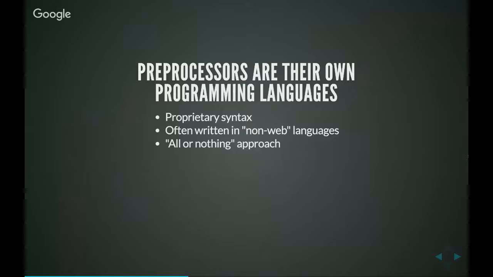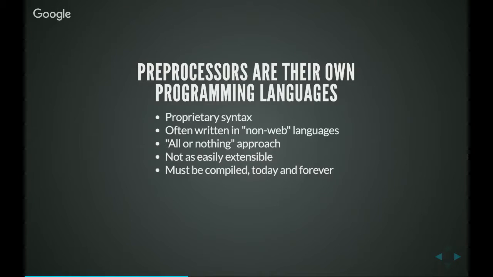It tends to take a very all or nothing approach. Yes, there are add-ons like Compass and Bourbon, but in general, Sass tends to give you everything out of the box, whether you actually need to use it or not. Not as easily extensible. Again, this comes back to the non-web language thing. It's not as easy for somebody to just dive in and write a plugin for Sass as it is with something I'm going to show here in a little bit.